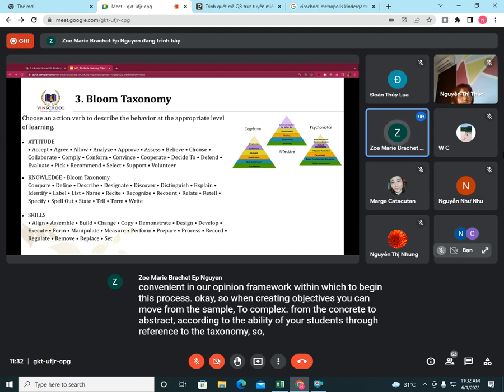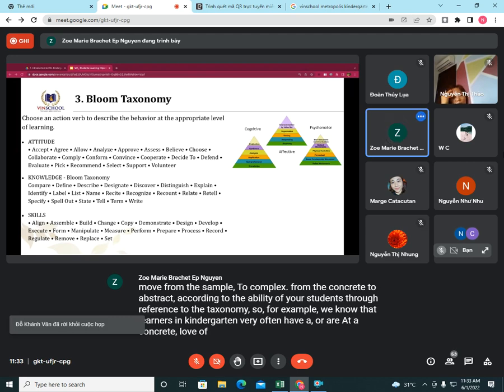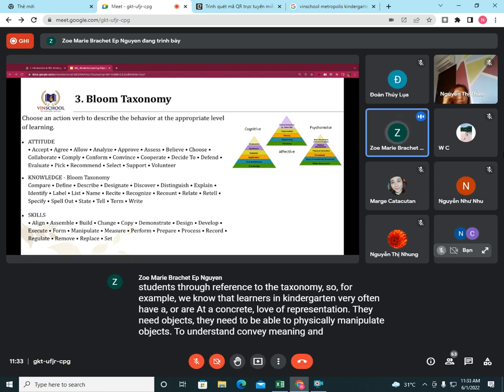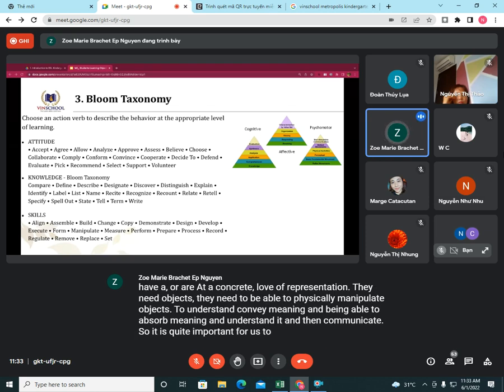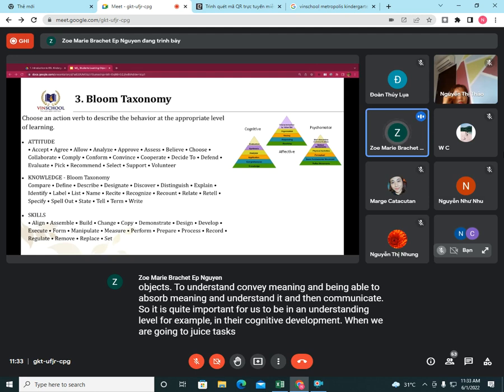So for example, we know that learners in kindergarten very often are at a concrete level of representation. They need objects. They need to be able to physically manipulate objects to understand, convey meaning, absorb meaning and understand it, and then communicate. So it is quite important for us to be at an understanding level, for example, in their cognitive development when we introduce tasks and activities.